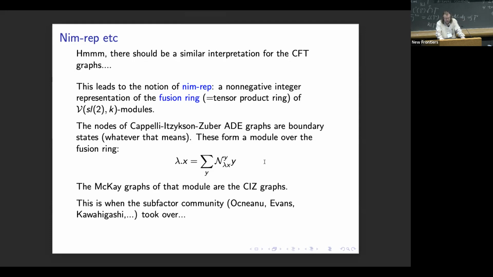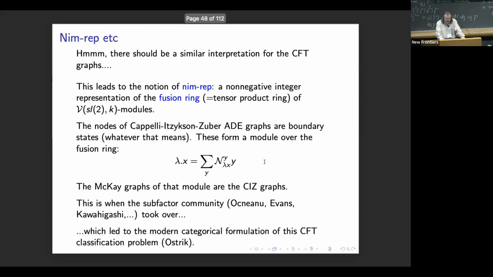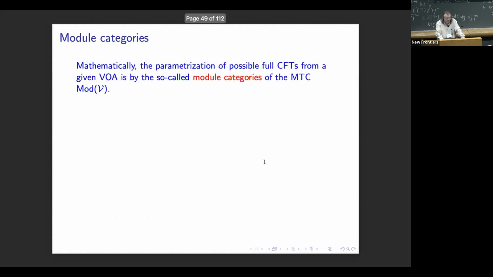and for Zuber it was experimental, but then the subfactor community, Ocneanu and others, dove into this and really pushed it far, brought in lots of new ideas, and then Victor did us all a favor and translated it into categorical language, which makes it much easier to learn what's really going on. And so the result is module categories. The modern way to think about the possible full CFTs that you splice together from these chiral VOAs is module categories.